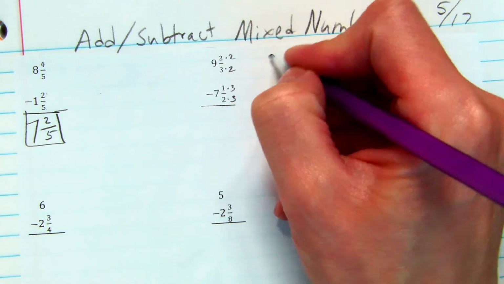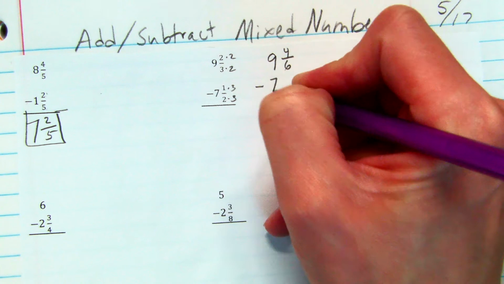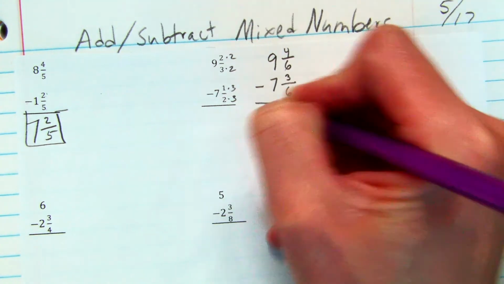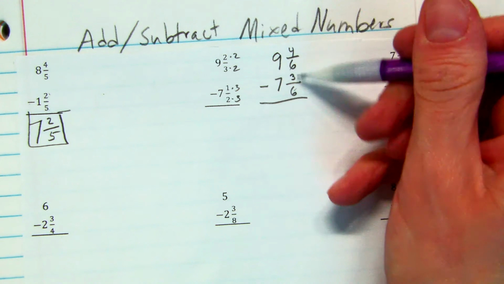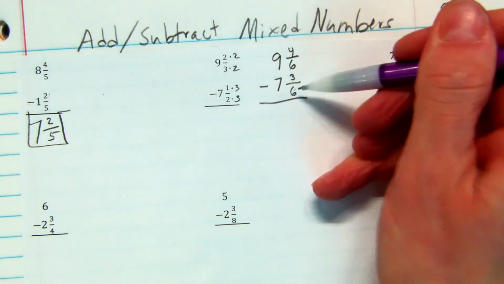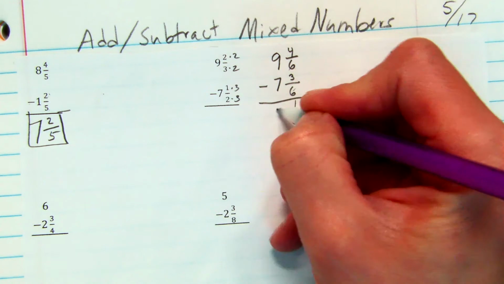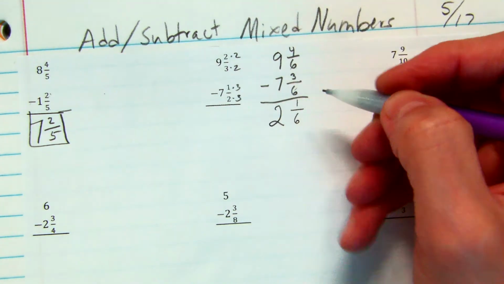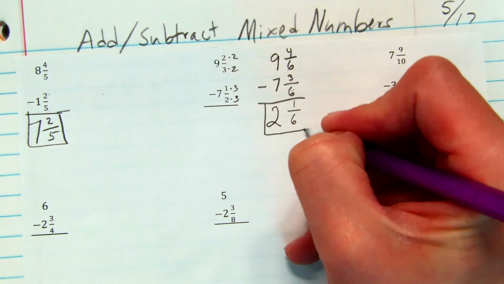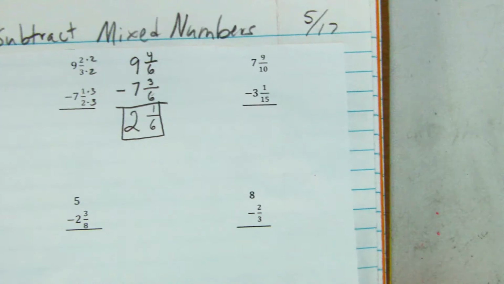And I like to rewrite it. So this would be 9 4/6 minus 7 3/6. Very good. So now I can subtract the fractions. They have common denominators. So 4/6 minus 3/6 is 1/6. 9 minus 7 is 2. Do I need to reduce anything? No, because that's 1. So that's going to be my answer. I'm just going to box it and go, yay, that was easy, and go on to the next one.